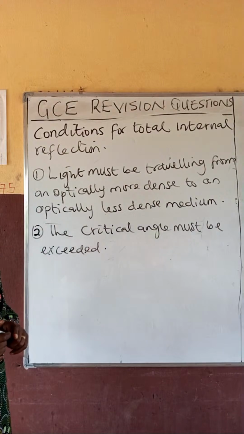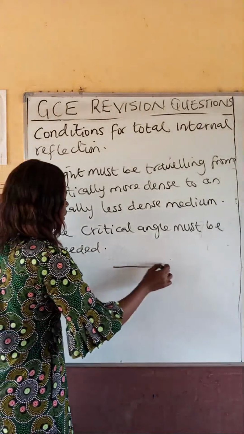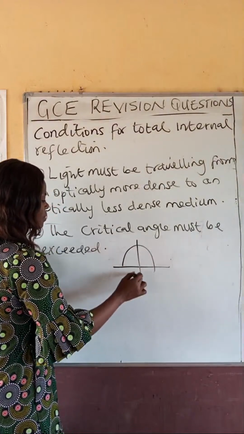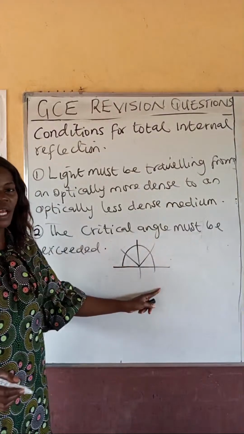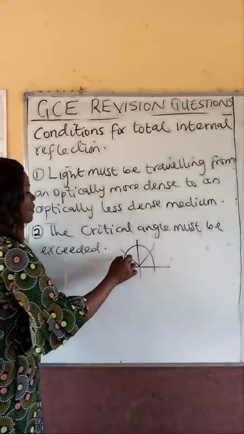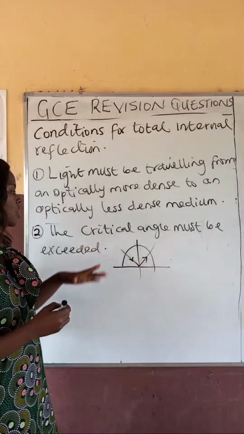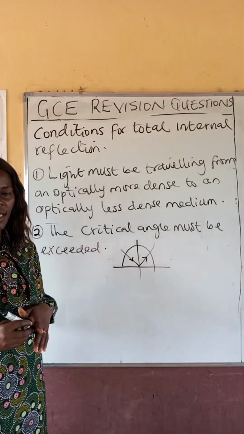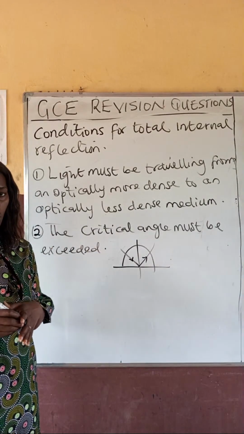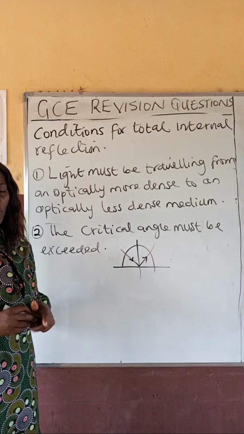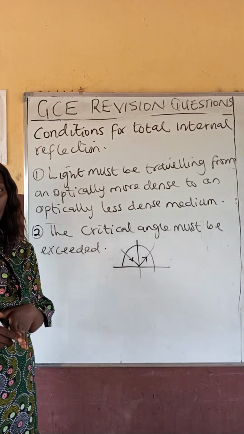Okay? Remember that for total internal reflection to take place, light must travel from where? From an optically more dense to an optically what? Less dense. So it will move from here and it will go this way, right? And also, the critical angle must be exceeded for total internal reflection to occur. Is that clear? All right, so let's see a few examples on how we can apply the knowledge of this total internal reflection.